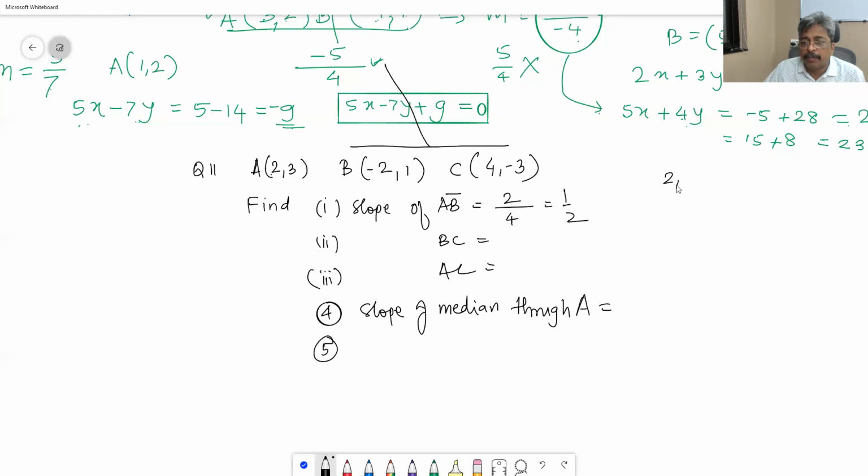A is (2, 3) and the midpoint of BC is (4 minus 2 is 2 upon 2 is 1, minus 3 plus 1 is minus 2 upon 2 is minus 1). So this is the midpoint and the slope is 3 minus minus 1 is 4 upon 2 minus 1 is 1, equal to 4. Slope of median through A is 4. Equation of AB.